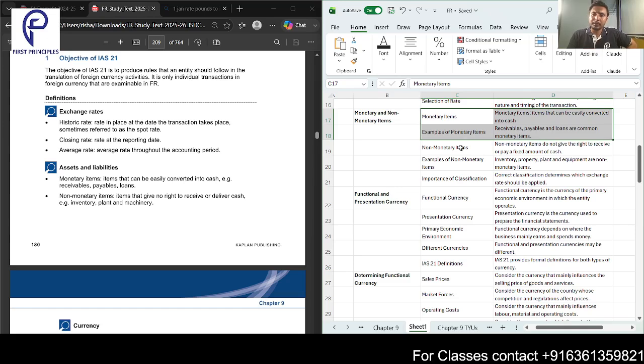So that is about monetary items. Now let's look into non-monetary items here. Okay, let's take this one here, Nandika. What are non-monetary items quickly?